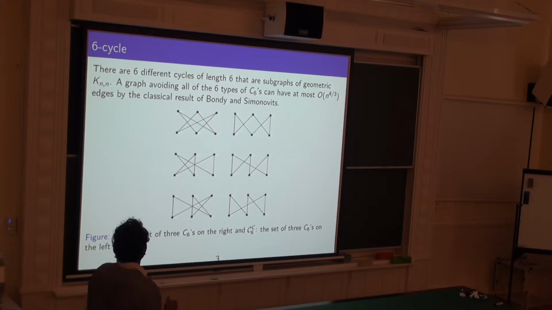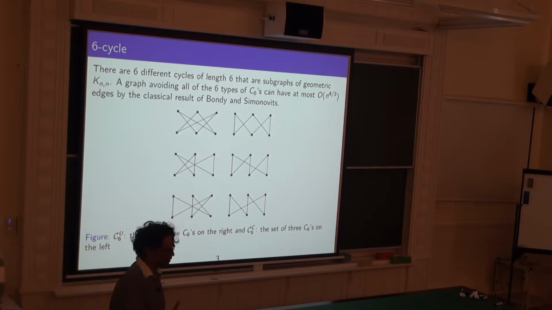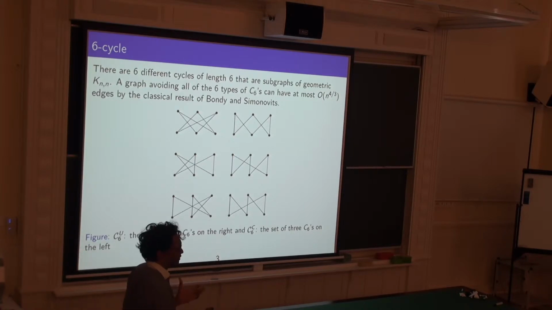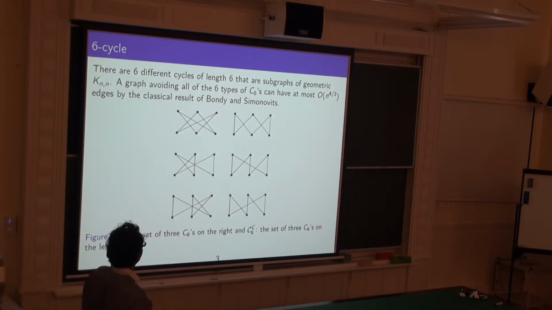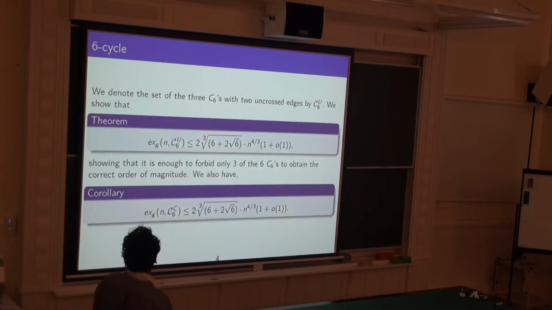If we forbid all of the 6-cycles, then by a classical result of Bondy and Simonovits, we know that the order of magnitude is n^{4/3}. And this order of magnitude is sharp because there are C6-free graphs with Ω(n^{4/3}) edges. So what we will show is that actually you can get the same order of magnitude if we just forbid the 3 C6s on the right. Again, the same construction works. So that will be the main result.